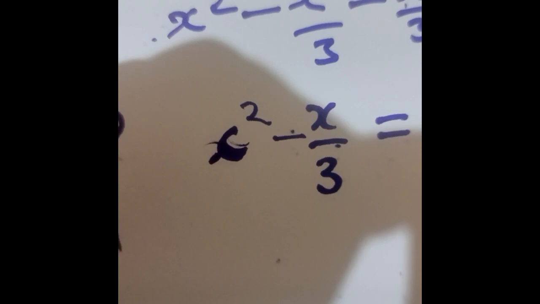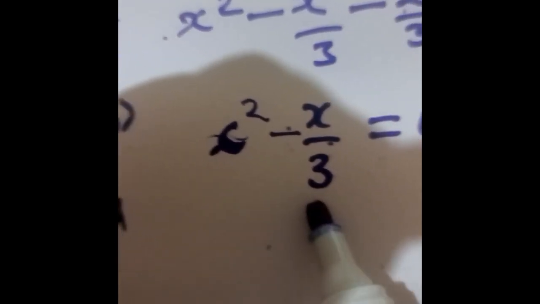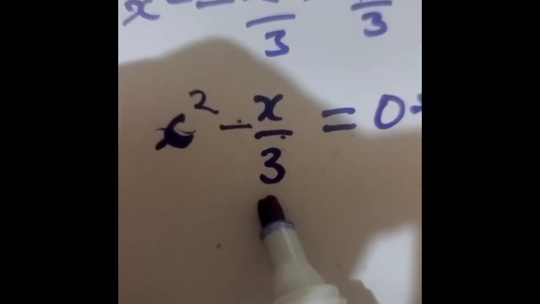Then the third step in this case would be to complete the square of the left hand side. Remember what we have here is now x squared minus x over 3, which is the part of the quadratic expression that we have on the left hand side. So what we have to do is to complete the square on the left hand side. And how do we go about it?